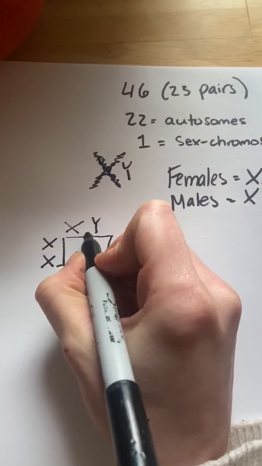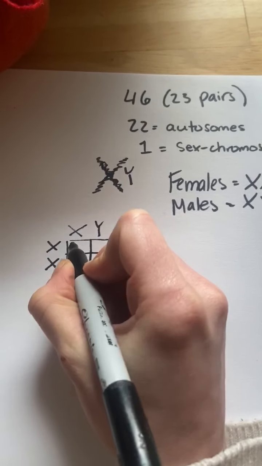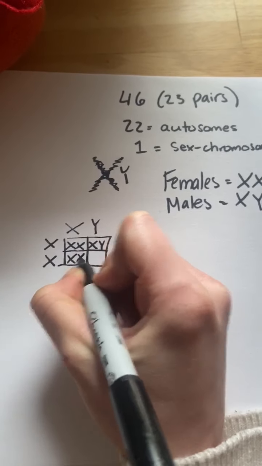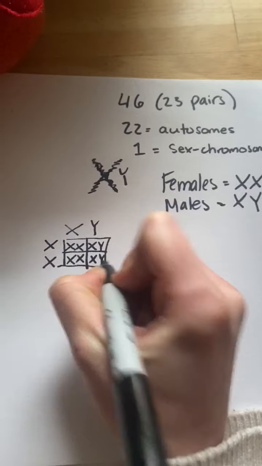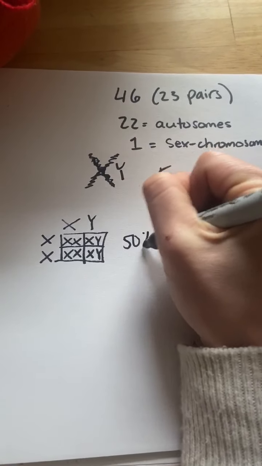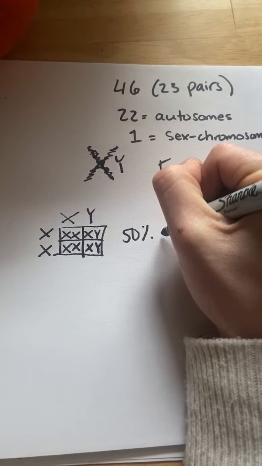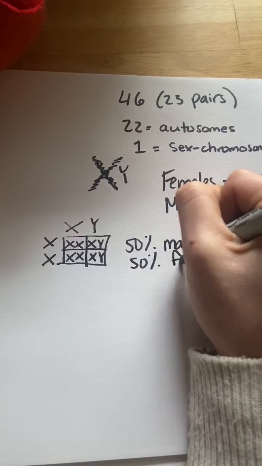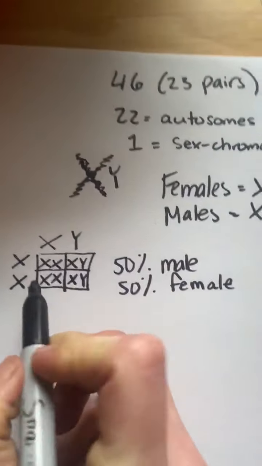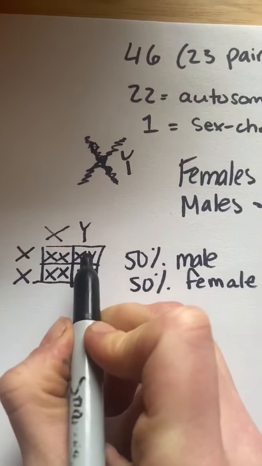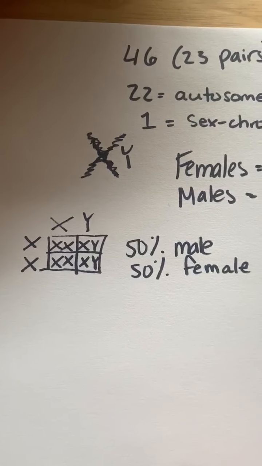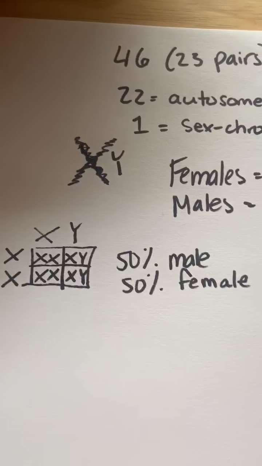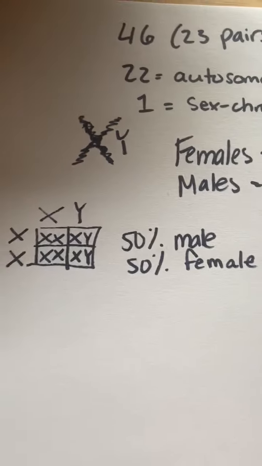And if you do that just how it is, you'll see when you fill in that square that there's actually always a 50% chance of having a male versus a female child. So 50% chance of having a male and 50% chance of having a female. Right? XX is female, XX female, XY, XY, those two are both male. So it's always a 50-50 chance. Every single time 2 parents have a child, it is a 50-50 chance that it's a male versus a female.